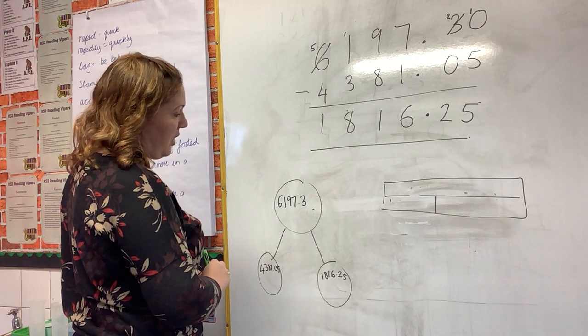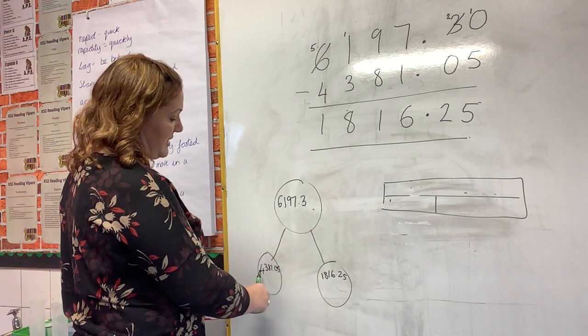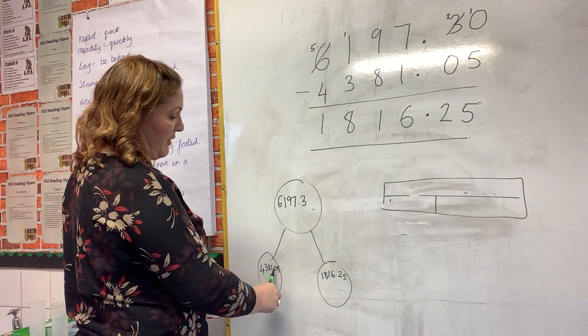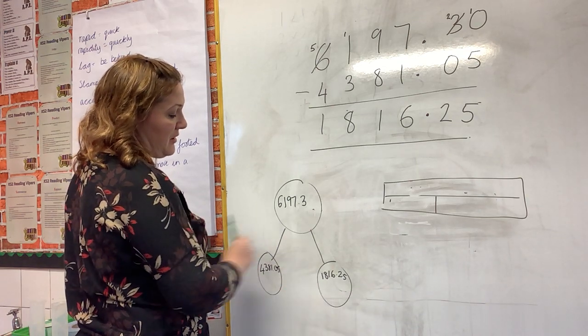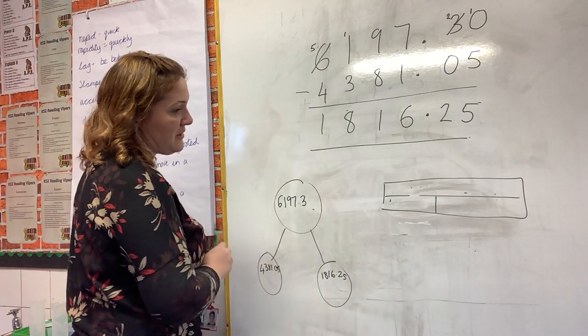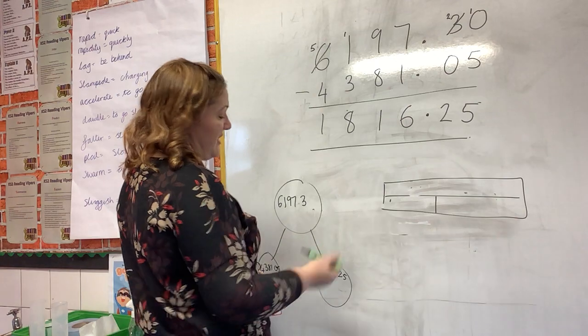So I now know if I add these two together, I will get 6,197.3. Or I know if I subtract 4,381.05, I will be left with that, and vice versa. If I subtract that from this, I'll be left with that. So this would look exactly the same on a bar model.